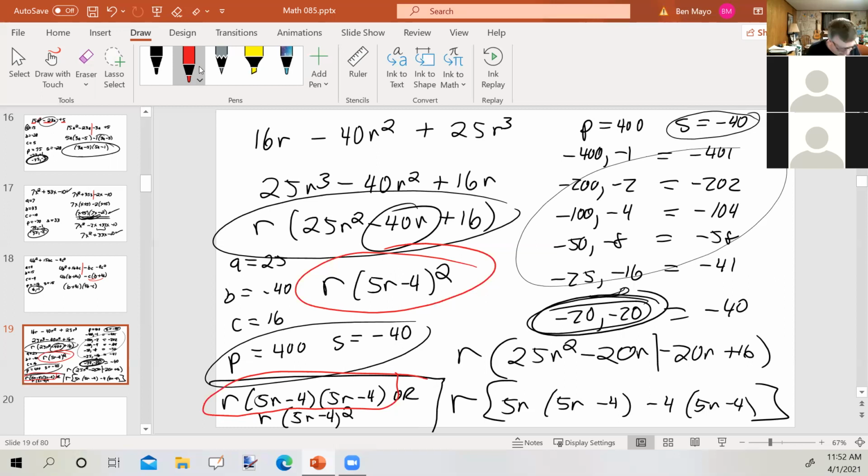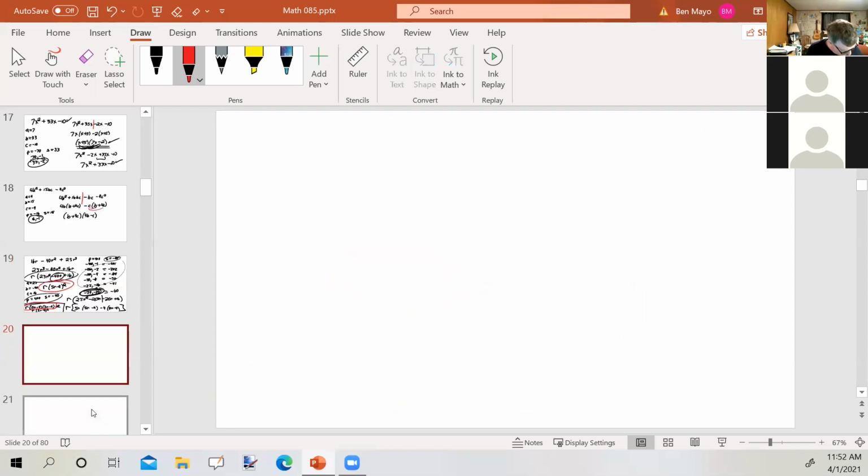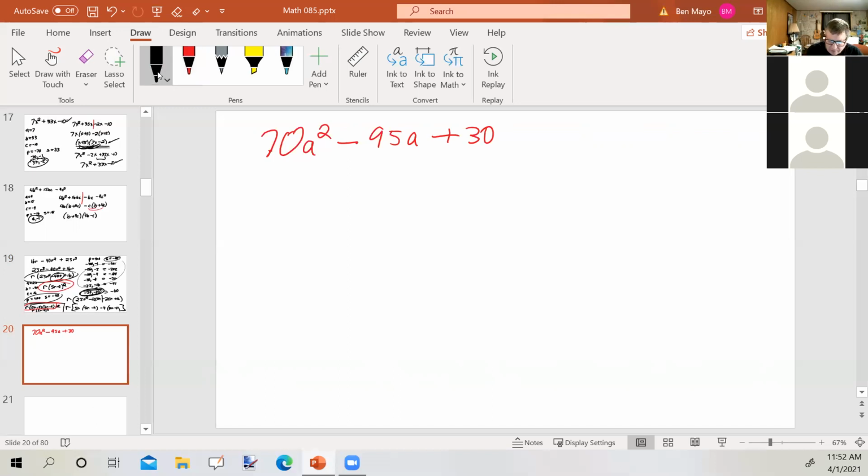Okay, let's see. How are we doing? Let's do another one of those. 70a squared minus 95a plus 30. Well, this is in standard form. But there's a greatest common factor. Can anybody tell me what it is? All right, fine. You're going to be the silent type. That's fine. I'm going to take out a 5.